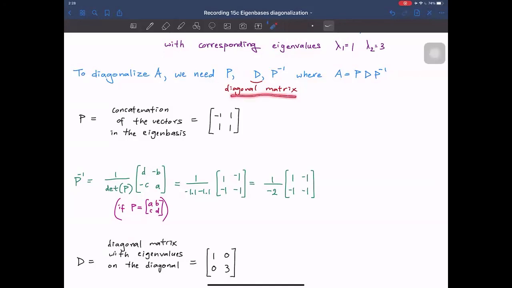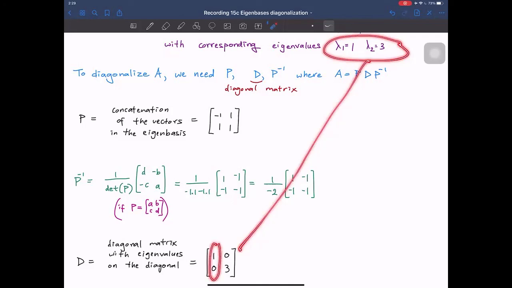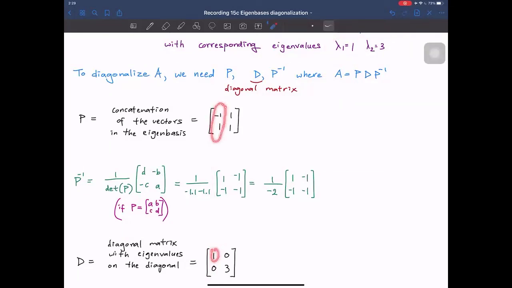Computing the diagonal matrix is also easy once we know what the eigenvalues are. So the matrix D is just the diagonal matrix with eigenvalues on the diagonal. Our eigenvalues are 1 and 3. We just have to be careful that what we put in the first column here corresponds to what we put in the first column in the P. So 1 should be the eigenvalue whose eigenvector is here, and then 3 should be the eigenvalue whose eigenvector is this second column of P.